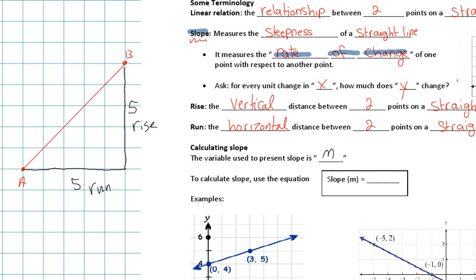Now to calculate the slope, we're going to use this equation: rise over run. Always. Rise over run.